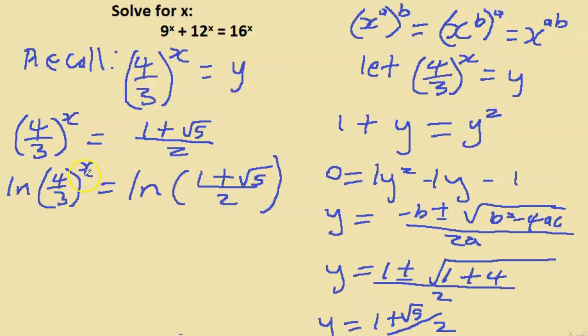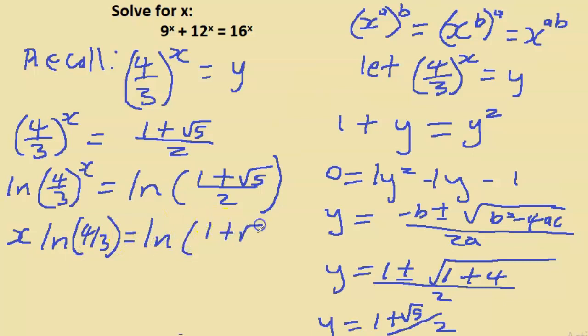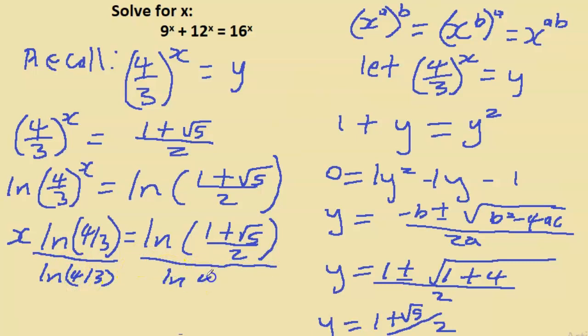And now, law of logarithms, we can bring the exponent to the front there. So we have x ln 4/3 equal to ln of 1 plus root 5 over 2. And of course, we're solving for x, so we divide both sides by ln 4/3. So ln 4/3 into itself, we get 1. So x is ln of 1 plus root 5 over 2.